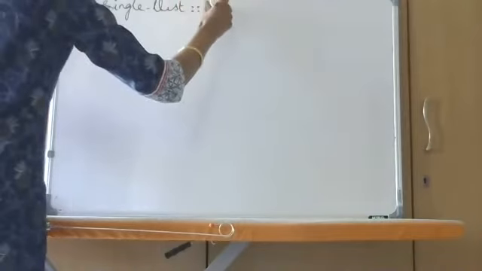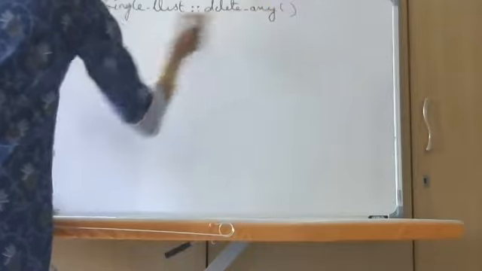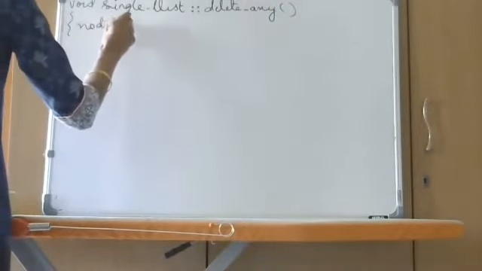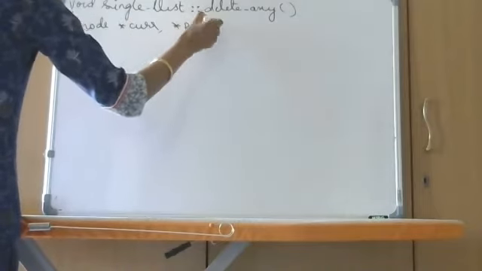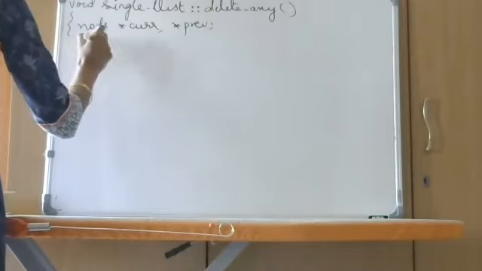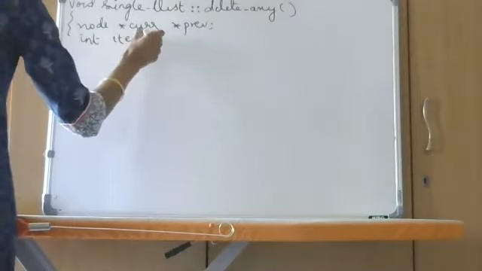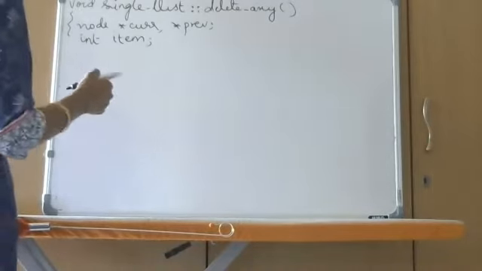Delete any. This is a function we had already defined. Any node, how do I delete? So here also I will take two pointers, current and previous. Then I will take one more variable called int item. What is item? I want to know which element has to be deleted. I have to delete any element, so first I have to accept that. Which element do we want to delete?